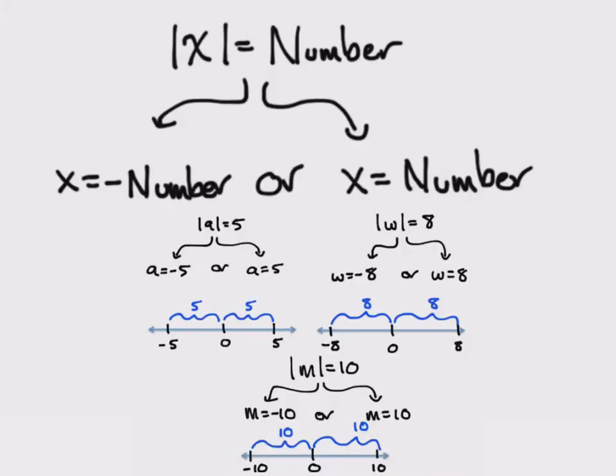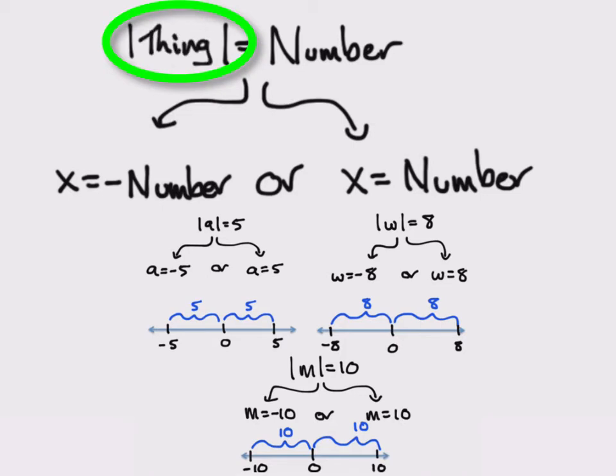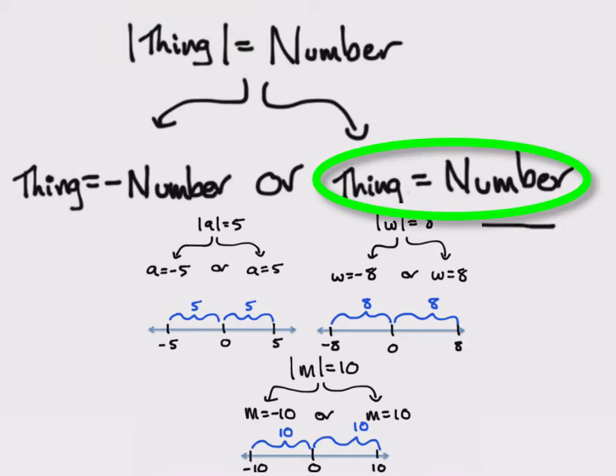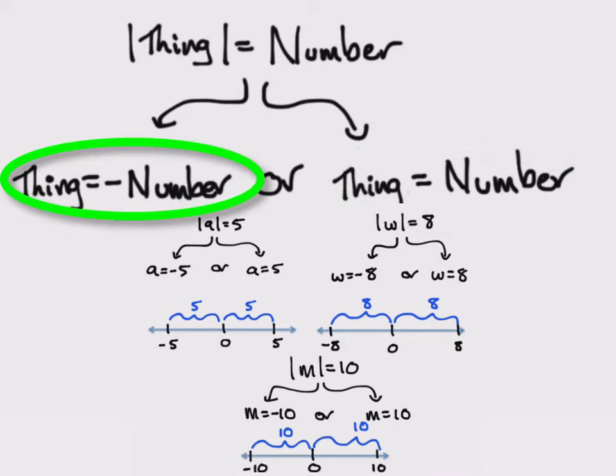Now, note, right now in this general form, this x represents a variable, which just represents a number. But this is going to be the strategy for any equation of the form the absolute value of thing equals a number, where that thing can be any number, any expression, it can have all sorts of stuff going on. We're going to handle it in the exact same way. Either that thing equals the original number, or that thing will equal the negative of that number.